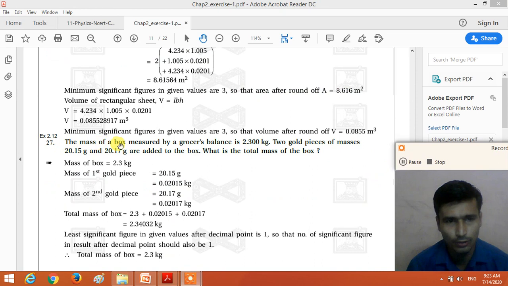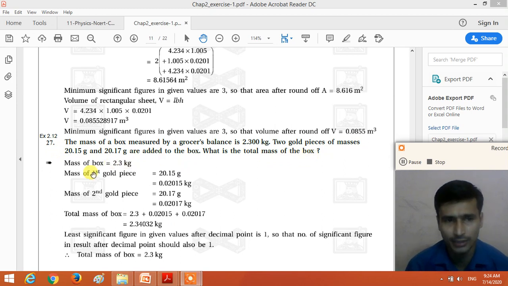Now exercise question number 2.12. The mass of the box measured by the grocer's balance is 2.300 kg, right? In this 2.300 kg, there are 4 significant digits. Two gold pieces of mass 20.15 gram and 20.17 gram are added to the box. What is the total mass of the box?